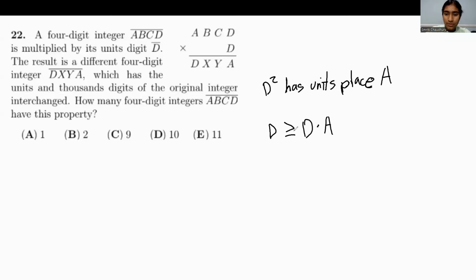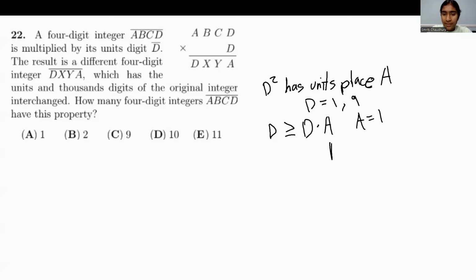So the only way for this to work, considering that this is the product is a 4-digit integer, would be if A is 1, which means that D equals D times A. So let's write that. A equals 1. Now if A equals 1 and D squared has units place of A, let's look at what D could be. So D could be 1, 1 squared is 1, and it could also be 9, because 9 squared is 81, so it ends with a 1.